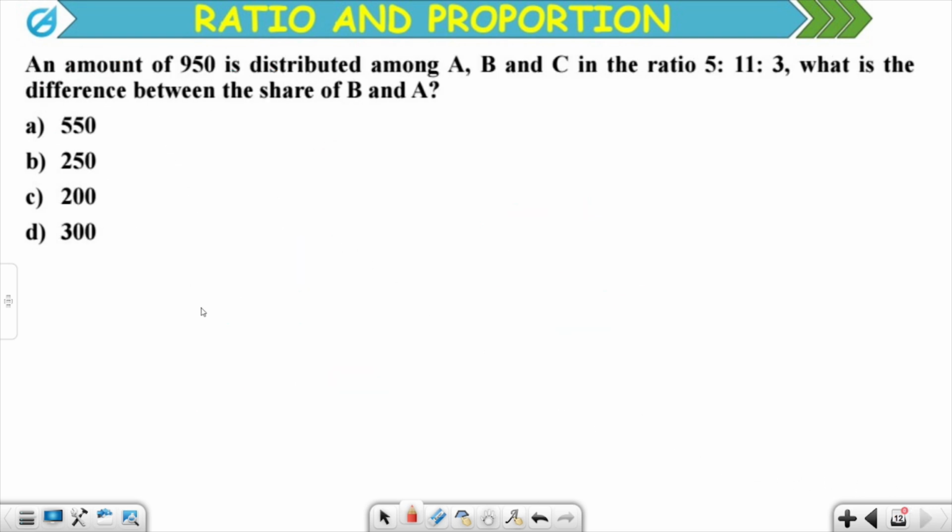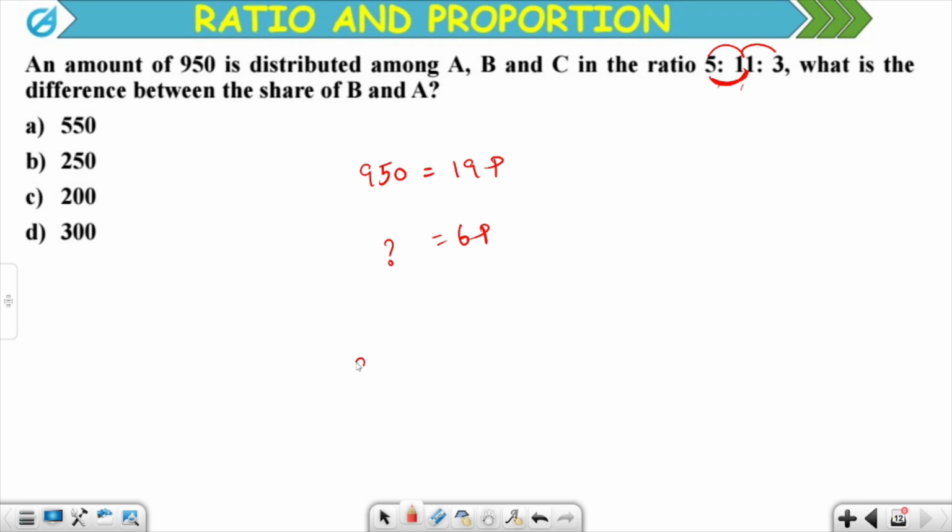Okay. Amount of 950 is distributed among A, B, and C in the ratio 5 is to 11 is to 3. What is the difference between share of B and A? See, 950 is nothing but sum of the ratio. Okay, what is the sum of ratio? 16 plus 3, 19 part. And what they are asking you to find, what is the difference between share of A and B? What is the difference between 5 and 11? 6 part. So 6 part is how much?